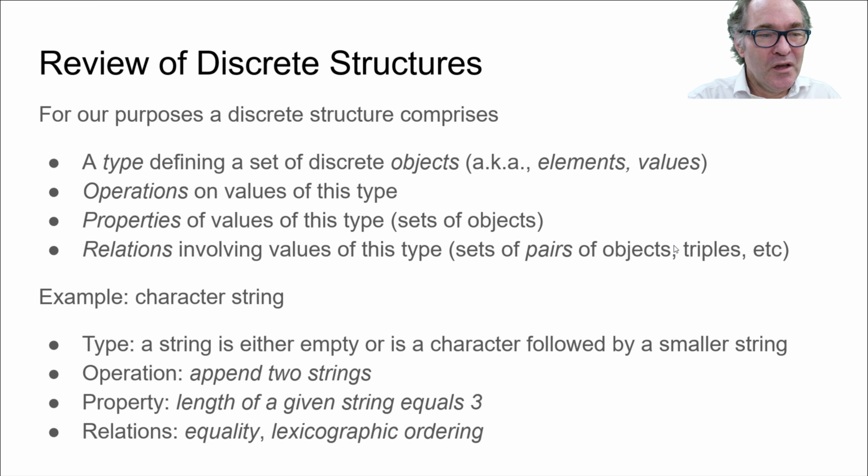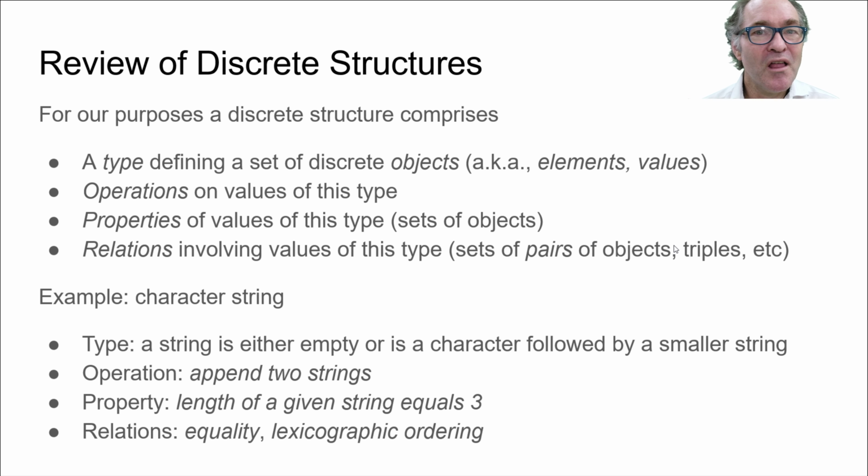But is the pair XYZ, ABC in this relation? No, because XYZ doesn't come before ABC in lexicographic order. So whereas the pair ABC, XYZ is in the less than relation on strings, the pair XYZ, ABC is not in the lexicographic ordering, or alphabetic ordering, relation on strings.